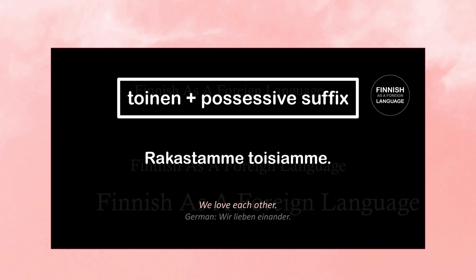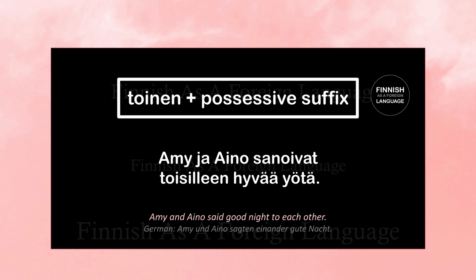Let's take another example. Amy ja Aino sanoivat toisilleen hyvää yötä. So sanoivat is the third person plural past tense of sanoa, which means to say, and toisilleen is the allative plural of toinen plus a possessive suffix. Actually, the allative plural of toinen is toisillensa, but since toisille ends in a short vowel, we can use the vowel ending here. So we technically just double the final E from toisille and then add an extra N to it. That's why we say toisilleen.